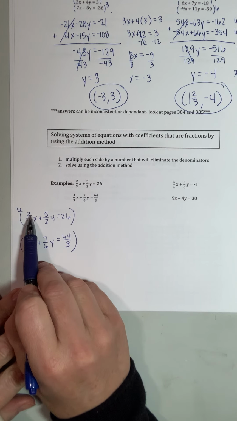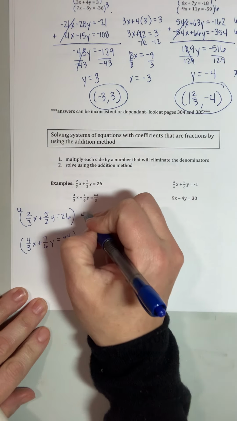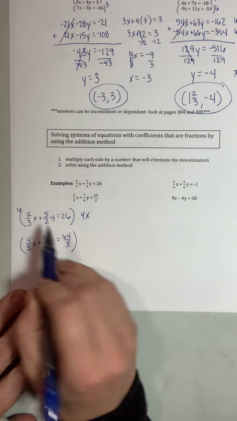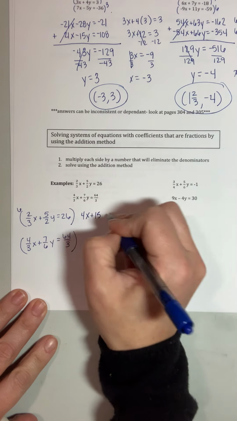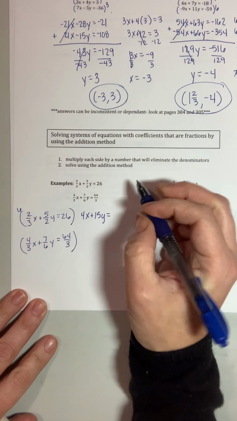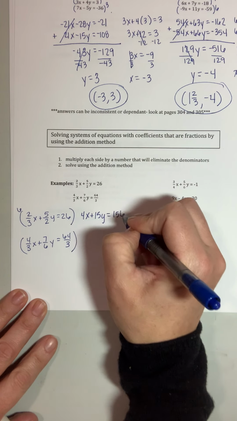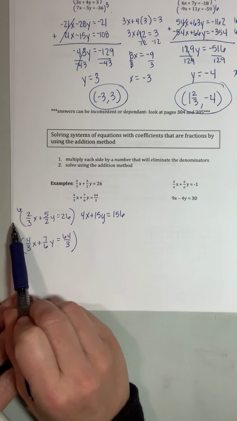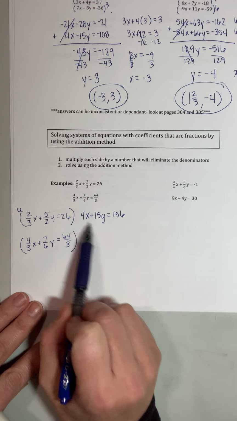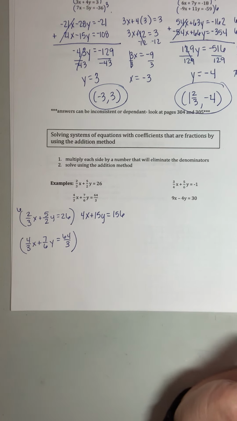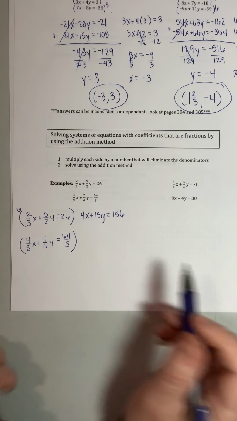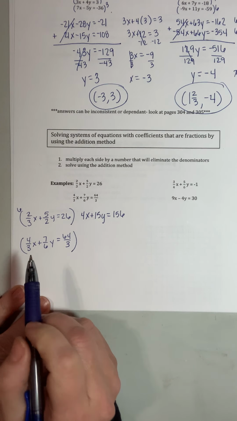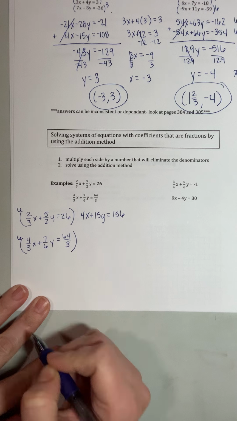So 6 times 2 is 12. 12 divided by 3 is 4. 6 times 5 is 30. 30 divided by 2 is 15. And 6 times 26 is 156. Okay, so we have changed this, so our goal was we got rid of fractions. Okay, now I have 3 and 6. Anything that 3 and 6 can both go into, and it is 6 again.